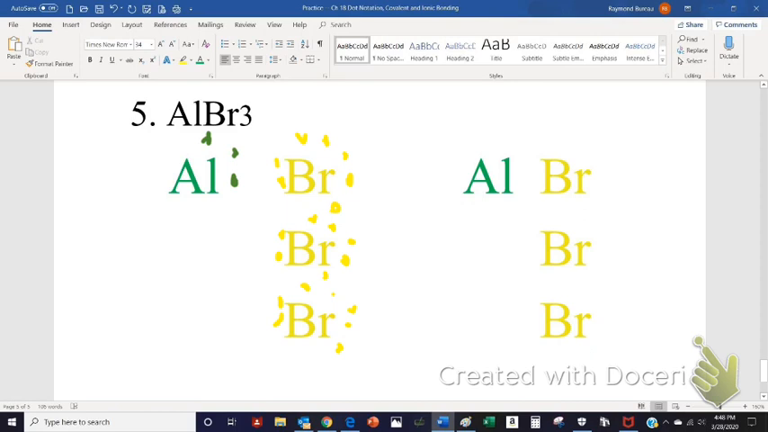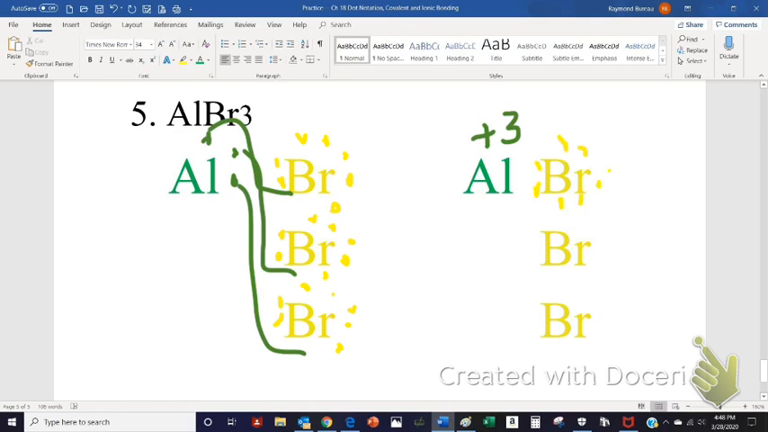So let's go back to aluminum, and here we go. That one will go here, that one will go here, that one will go here. So aluminum just gave away 3 valence electrons. It's a +3. Now we got to finish off the bromine. 1, 2, 3, 4, 5, 6, 7, 8, for each of the three. Each one took 1 electron and has a -1 charge. +3, -1, -1, -1 equals 0.